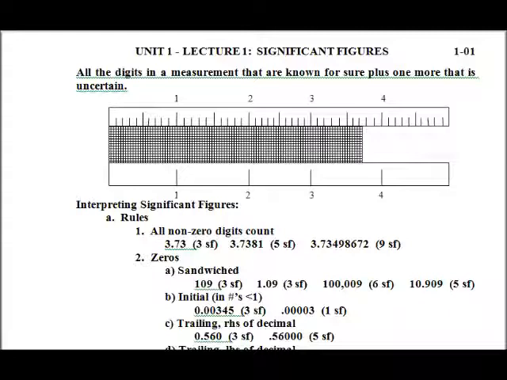If we look at the object in the middle, we can see that it goes to this point right here on the ruler. Now, that falls somewhere between 3.7 and 3.8. So our digits that are for sure are 3.7. But is it 3.72, 3.73, 3.74? That last number is your one that's uncertain. So you just make your best guess. I'm going to say that it's 3.74. So you can write that off to your side.